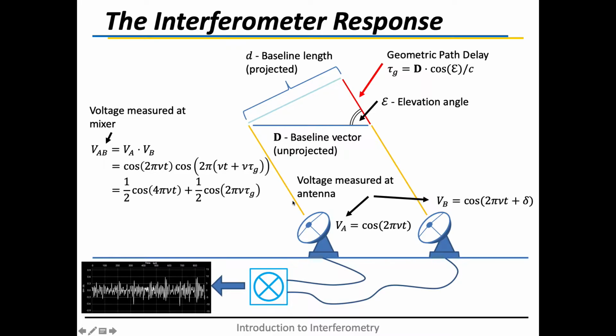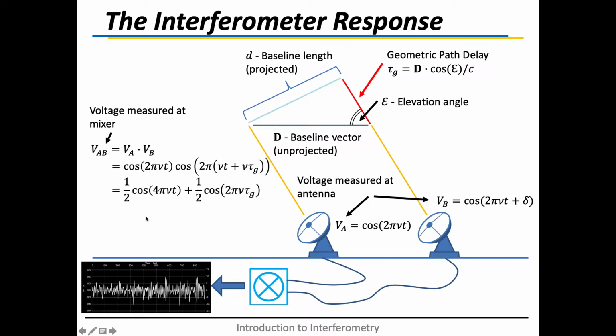The voltages are transmitted down the line to the mixer, and the mixer, from a mathematical perspective, is very simple. The only thing that the mixer does is multiply voltages together. So in fact, you can do the math, if you remember way back to your trig classes in high school, and write out the expression for what the voltage looks like coming out of the mixer. And if you do all the math, you come up with two components.